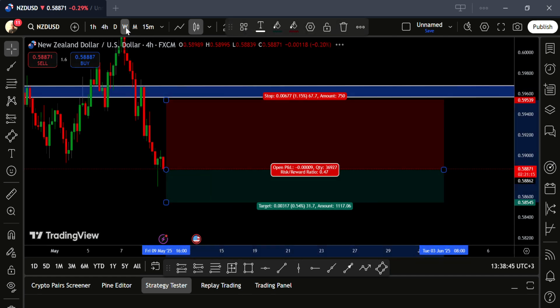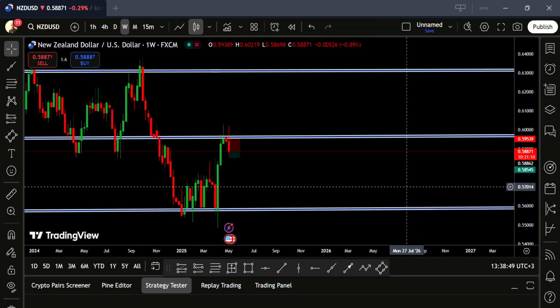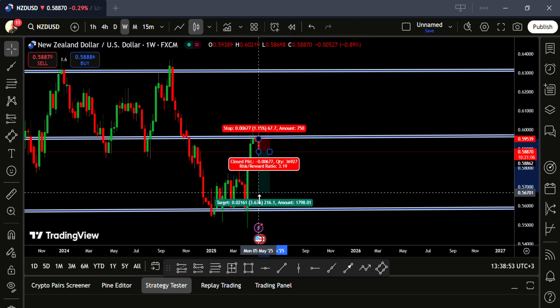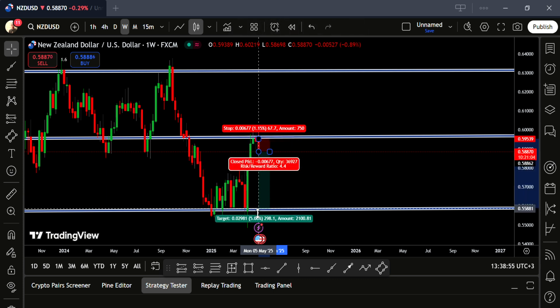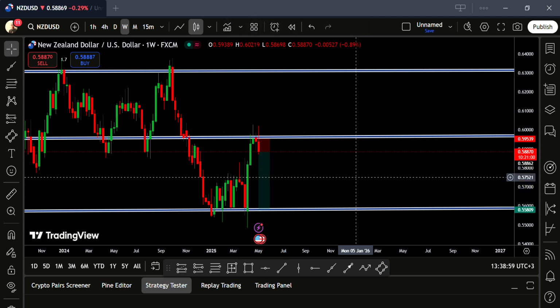Come on the weekly, your target is going to be all the way down to the previous support. That is 300 pips. This is how we go to the higher time frame, project many pips ahead, and then trade towards that direction. Hold your trades up to when you get to your target.